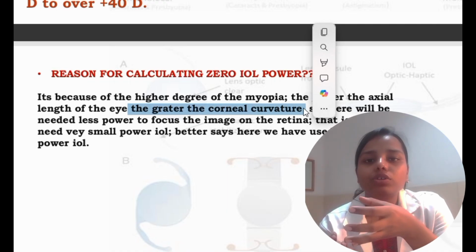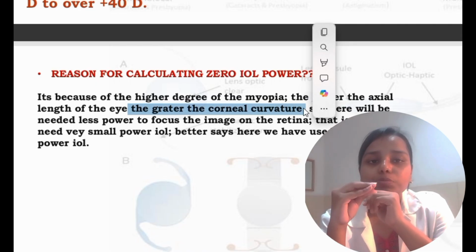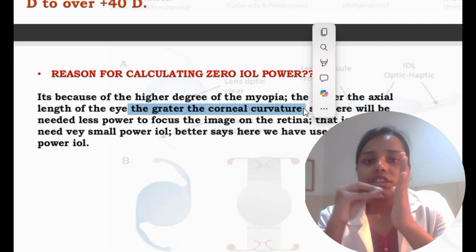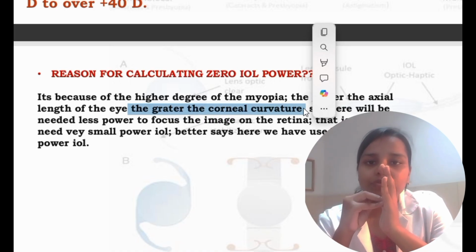We now need to put a minus lens so that the light can't focus in front of the retina. It can be focused on the retina, right? Here it should be focused. If this is the retina, here it should be focused.